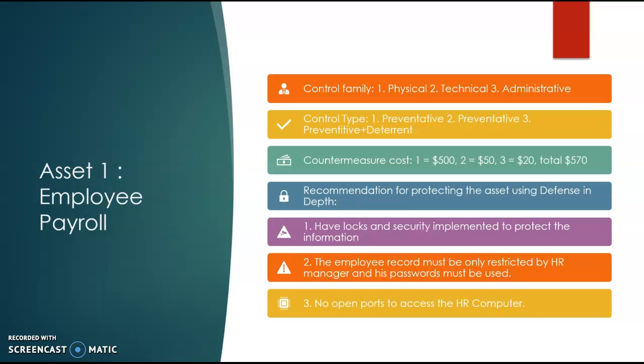So we are going to talk about how we are going to control these risks and give them a countermeasure and recommend what to do with the defense of these risks. For the first asset, the control families we are choosing are physical, technical, and administrative. Physical will be preventative, technical will be preventative, and administrative will be preventative and deterrent. The cost that will be incurred in the physical will be 500, for the technical will be 50, and for the deterrent will be 20, which will result in 570.